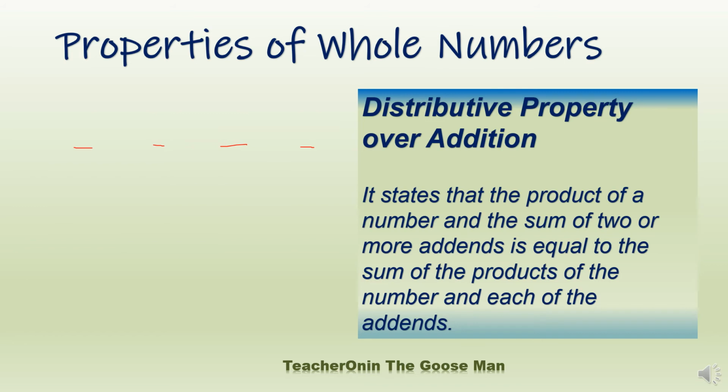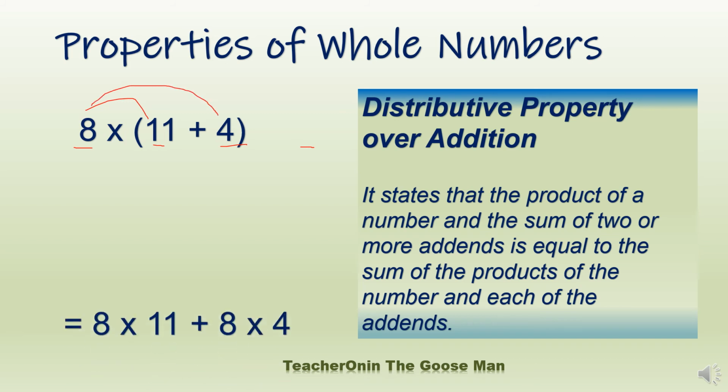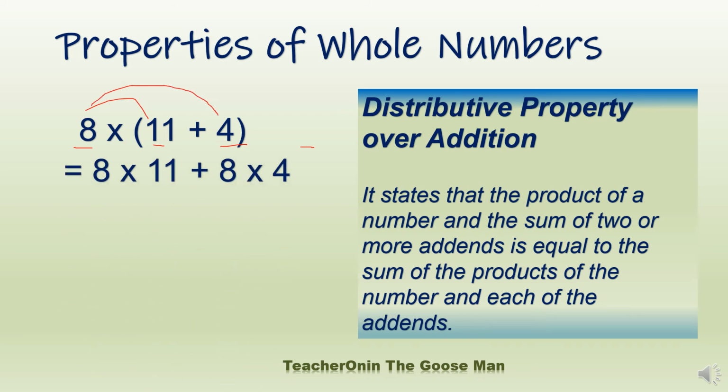So, to give you example, let's try this. So, 8 times 11 plus 4. So, meaning to say, I'll distribute 8 to 11 as well as 8 to 4. So, I have now 8 times 11 plus 8 times 4. So, computing 8 times 11 plus 8 times 4, I have here 88 plus 32. So I have now 120.